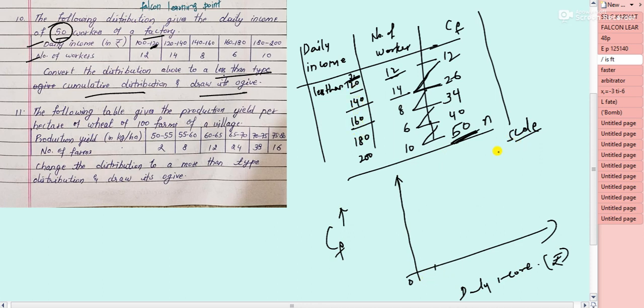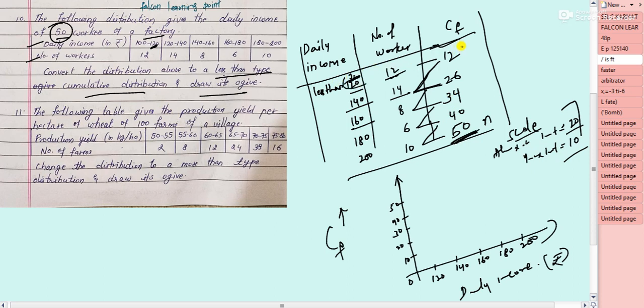Now if you see, it starts from 120, then 140, 160, so the gap is 20. So you can write the scale along the x-axis: 1 unit is equal to 20, starting from 120 itself: 120, 140, 160, 180 and 200. Now on the y-axis this starts from 12 and ends at 50, so you can take 10 values: 10, 20, 30, 40, 50, and here you can write along the y-axis 1 unit is equal to 10. These are very important.